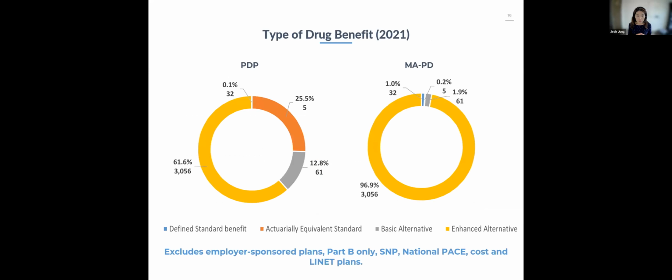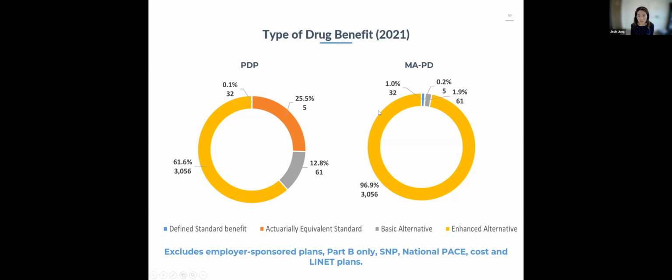Here it's shown separately by MAPDs versus PDPs, and you can see how many plans, or what percentage of plans, are offering different types of benefits. This yellow gets larger over time. Now I was surprised here too. It's 97% of MAPDs that provide enhanced coverage. So they are very generous. And even in PDPs, 61.6% of standalone PDPs now provide enhanced alternatives.